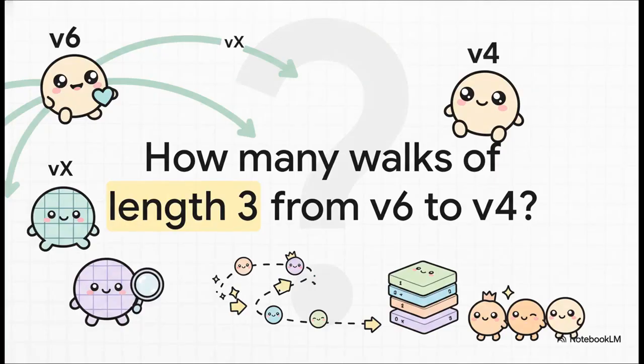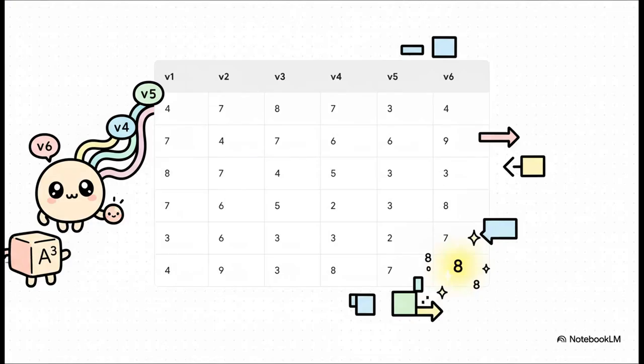Okay, now for the main event. Here's our challenge. How many different ways can we get from vertex 6 all the way to vertex 4 in exactly 3 steps? And remember, we can backtrack and go in circles if we want. So to solve this, we don't have to trace a single thing. All we have to do is calculate A cubed. A times A times A.